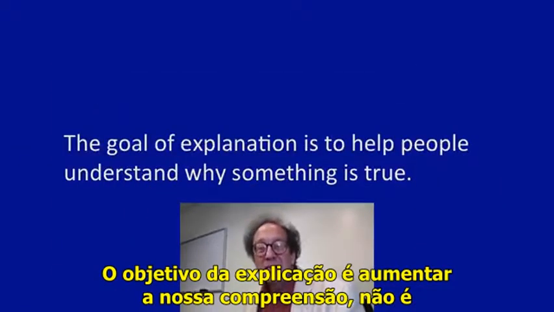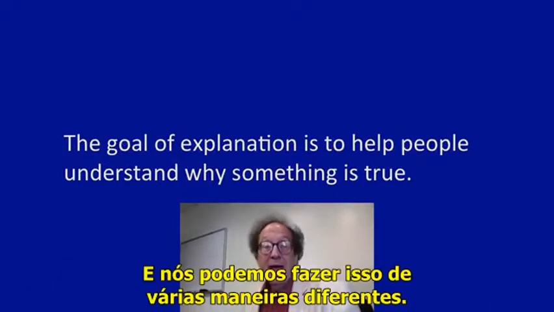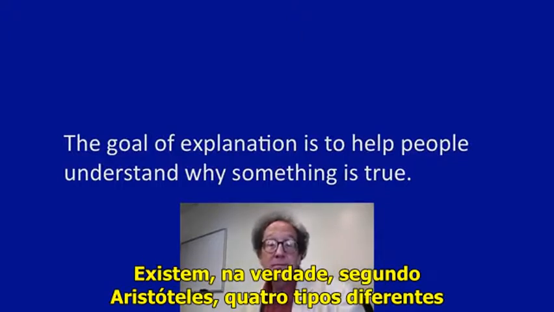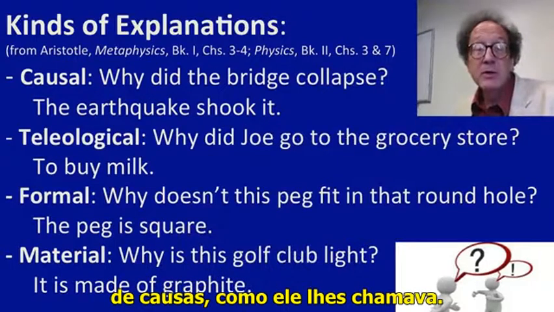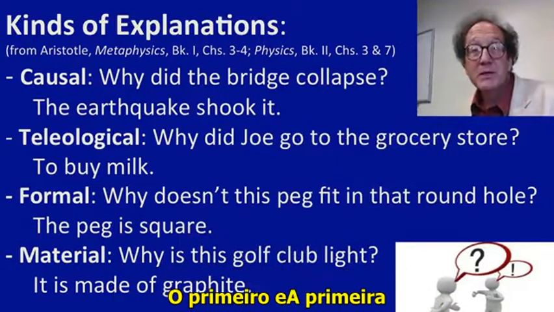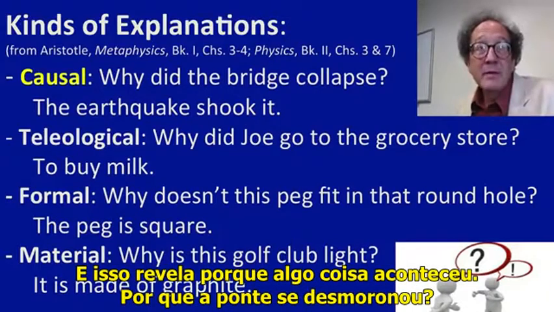The goal of explanation is to increase understanding: not to convince us that the conclusion is true, but to help us understand why it's true. And we can do that in a number of different ways. There are actually, according to Aristotle, 4 different types of causes, he would call them, but we would probably call them explanations. The first, he called efficient causation. We'll just call it causal explanation. And that tells you why something happened.